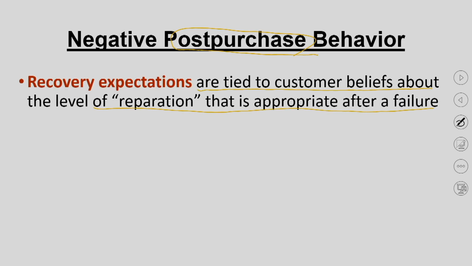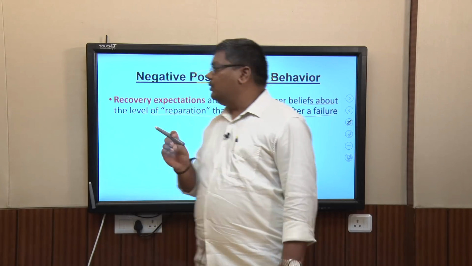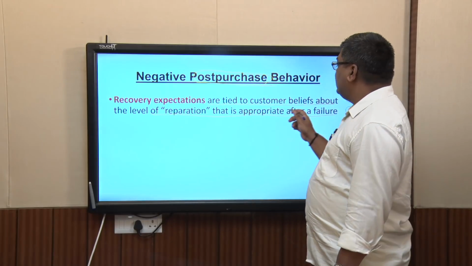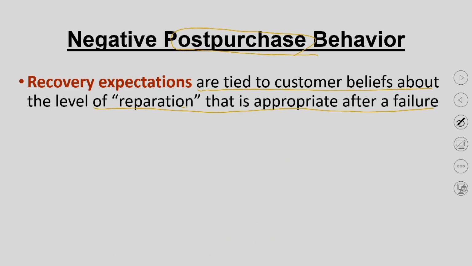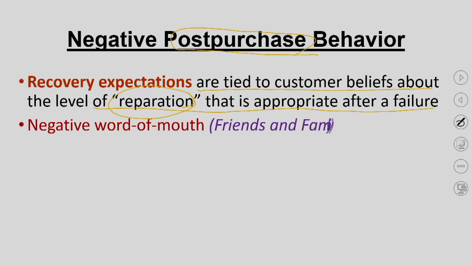So, whenever a product is not benefiting a consumer, when it fails in benefiting a consumer, a negative post purchase behavior happens, and that is tied to the beliefs about the level of reparation that the consumer feels is appropriate after the failure happens. And what can happen? So, negative post purchase behavior, how does it happen, or what can happen?